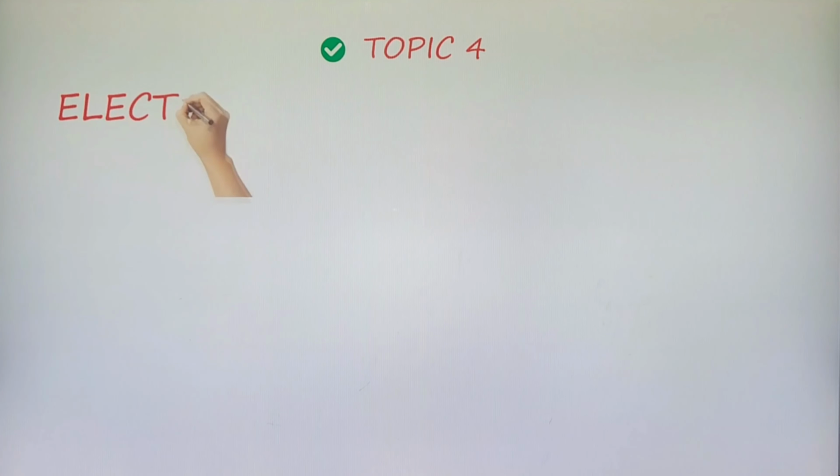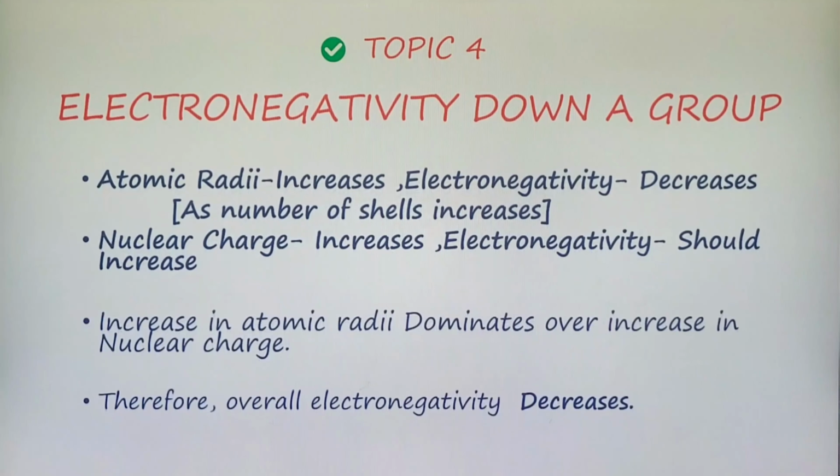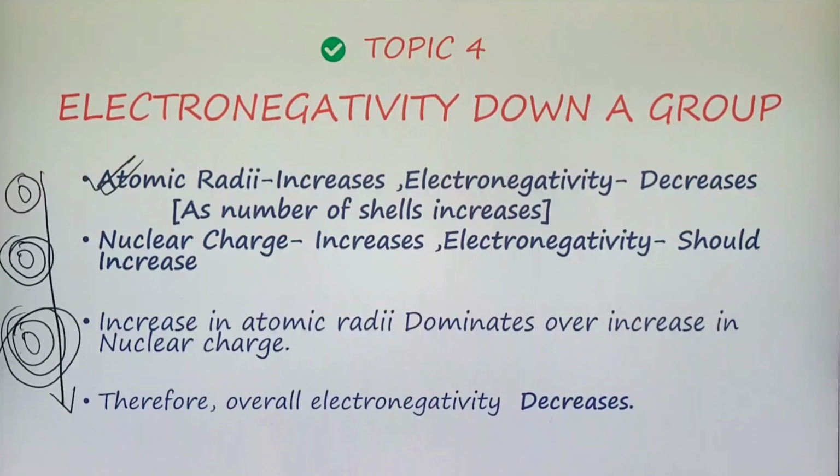Now let's start with the last trend, that is how does electronegativity vary down a group. That means when I go from top to bottom, how does the electronegativity vary? What are the 2 factors, children? The first one is atomic size. As I am going from top to bottom, what is happening to the atomic size? The atomic size is increasing. Am I clear? For example, if I take hydrogen, lithium, sodium, from top to bottom, the atomic size is increasing.